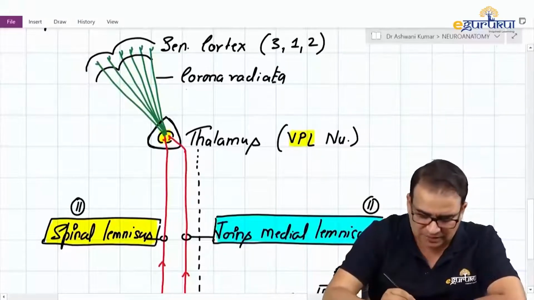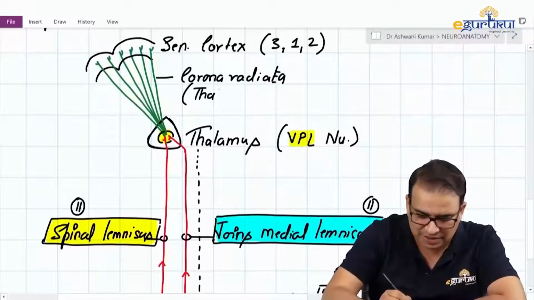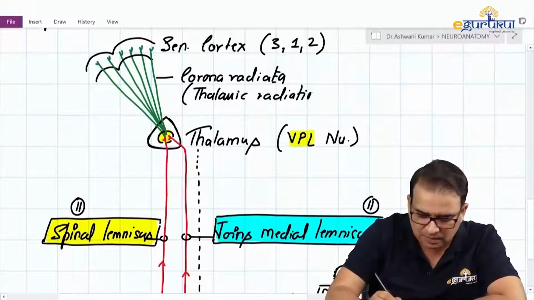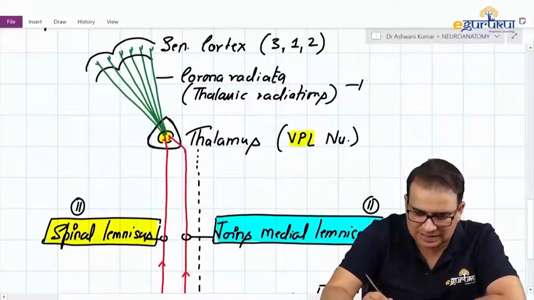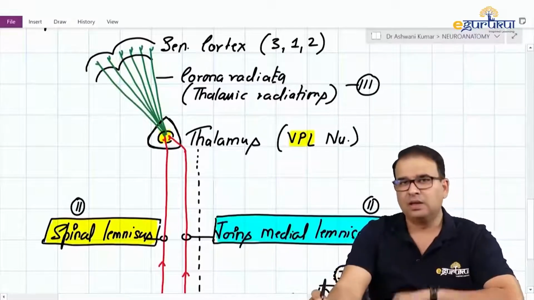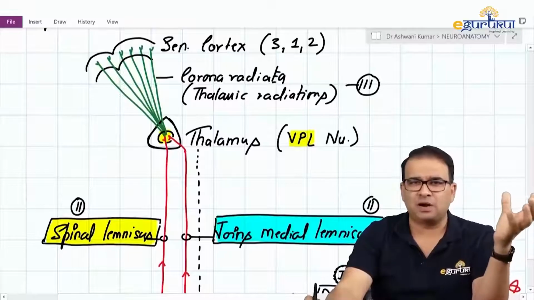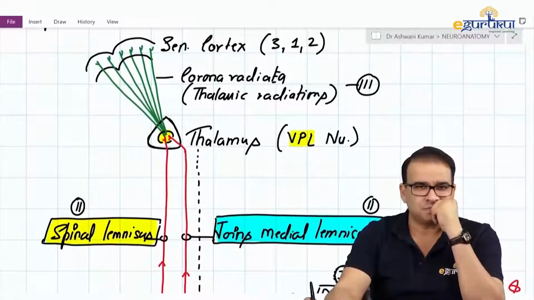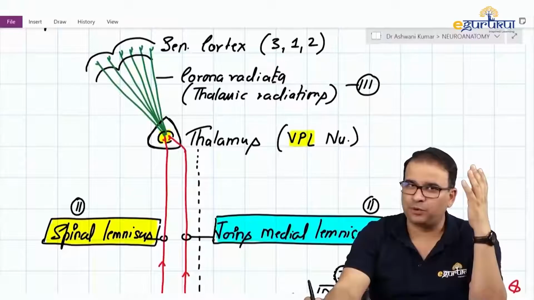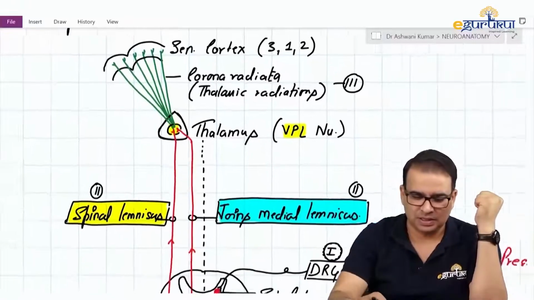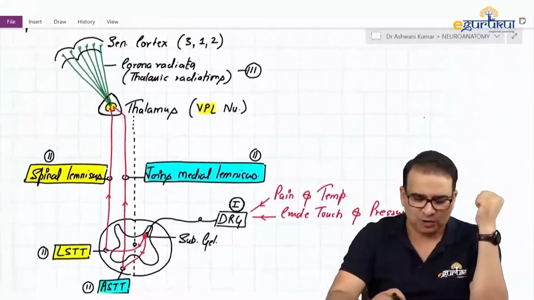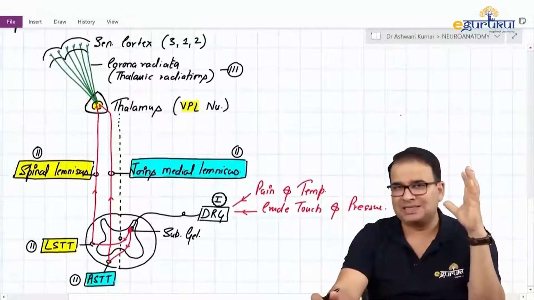more precisely, these fibers are called thalamic radiations, and that's our third order neuron. Thalamic radiation, which is a part of corona radiata, is our third order neuron, the one which is projecting into the different parts of the sensory cortex. So guys, this is how the spinothalamic tract is going to reach its destination.